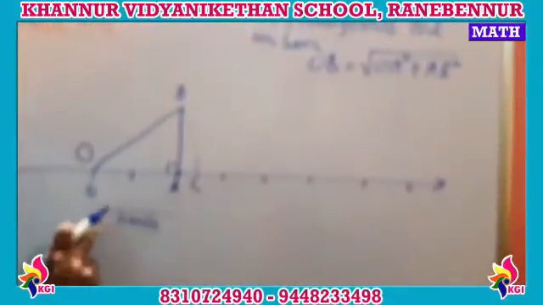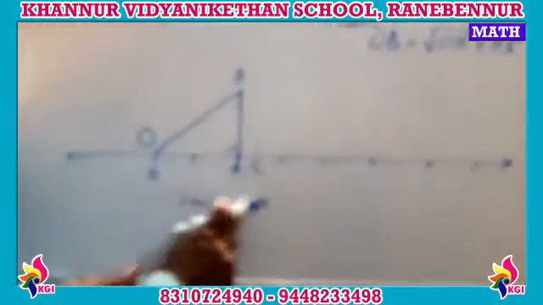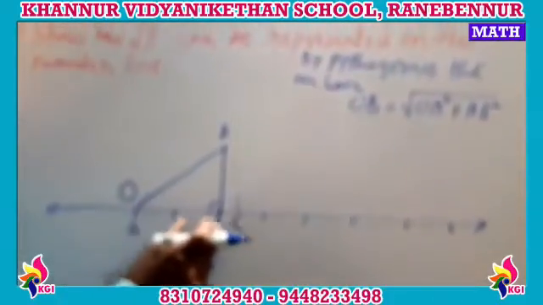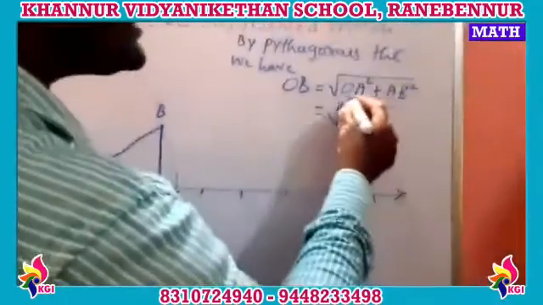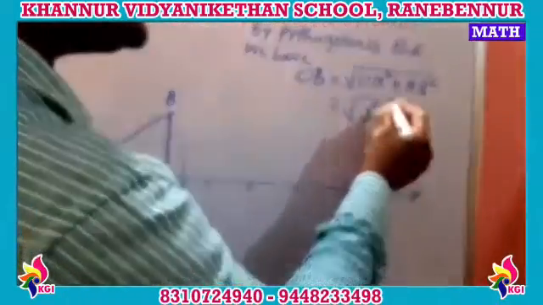Then next, sir, OA is here. What is the distance of OA here? Here I have taken OA as 2 units. See, it's 1 and 2, 2 units. So I am going to take OA as 2, and it's squared.